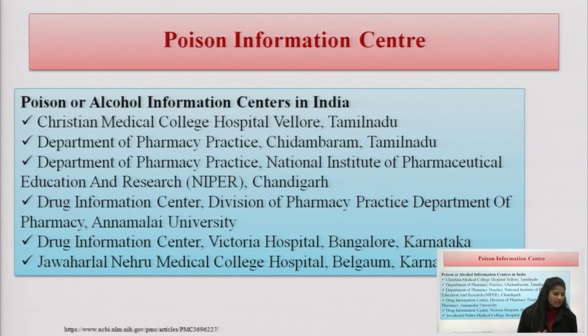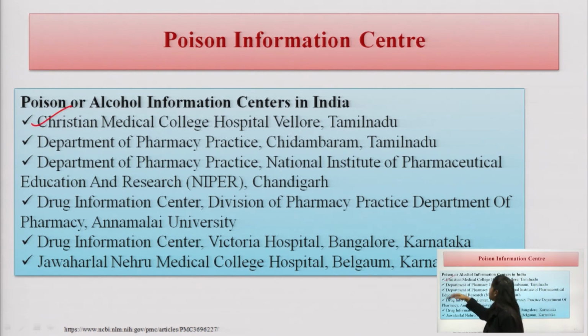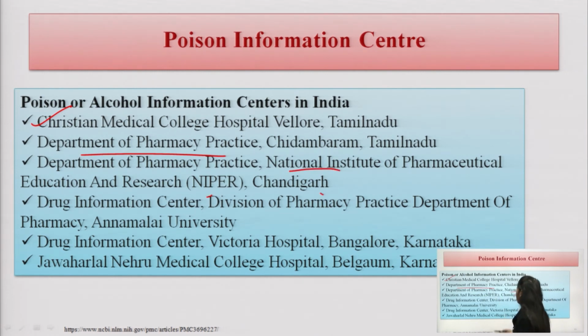Now coming to some examples of the poison information centers and where they are located. Example number 1, we can see Christian Medical College Hospital, where the poison or alcohol information center is there. Department of Pharmacy Practice, Chidambaram, Tamil Nadu. Also there is one in Chandigarh, and another is the Drug Information Center, Annamalai University. Another is in JNU, Jawaharlal Nehru Medical College Hospital, Karnataka.